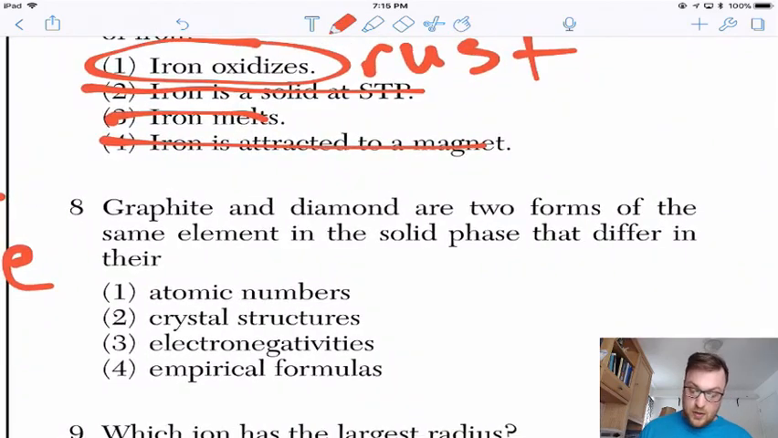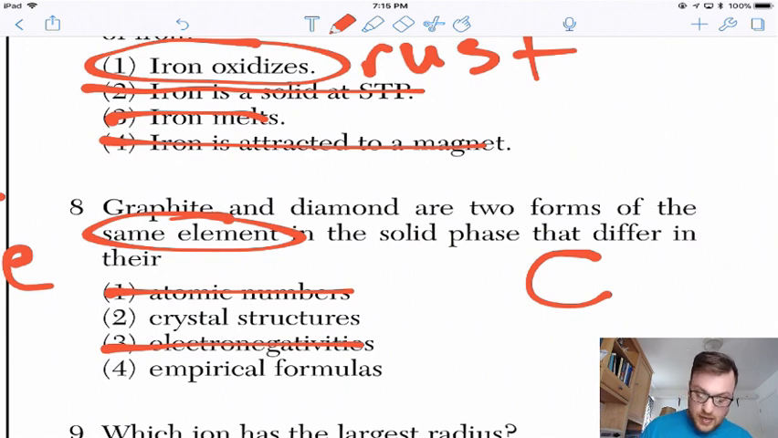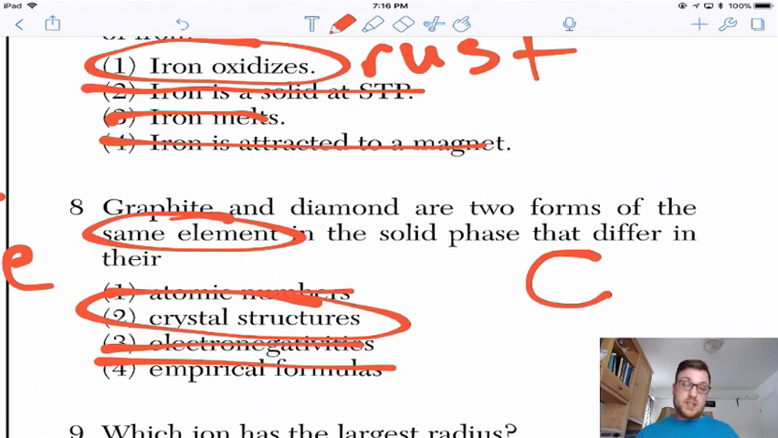Graphite and diamond are two forms of the same element, but they're different things, so they have different properties. But the fact that they're the same element, in this case carbon, they're going to have the same atomic numbers because they're both made of carbon. They're going to have the same electronegativities because they're both made of carbon. And they're going to end up having the same empirical formulas because, again, they're just the same substance. They just have different structures, which means they look different. So the crystal structure of diamond is a bit different than the crystal structure of graphite.